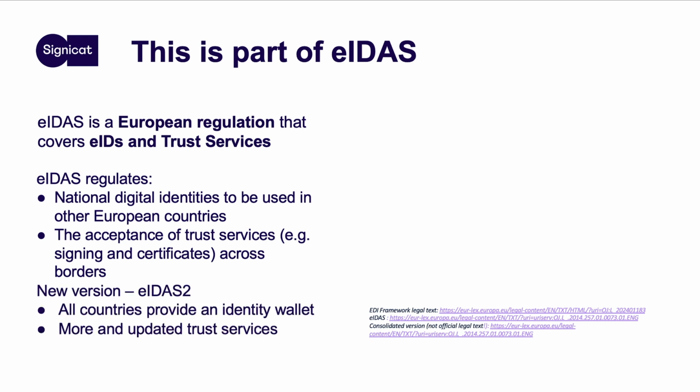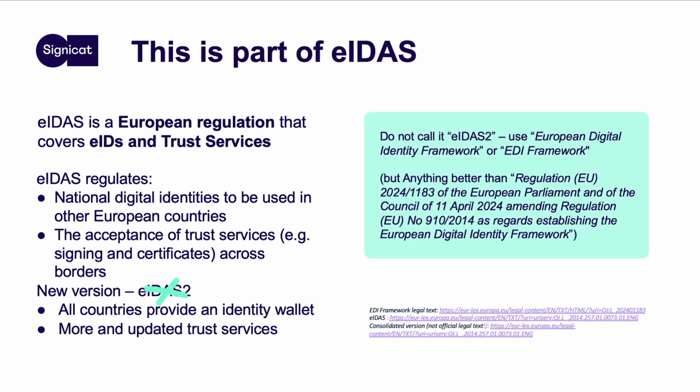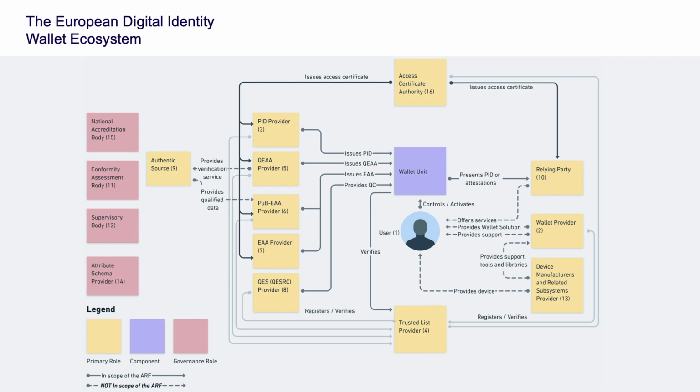And there's a new version that also states that all countries will provide an identity wallet, storing that identity in it, and it contains more and updated trust services. And in the political sphere, please do not call it eIDAS 2. They're very sensitive because it's not a version 2, but use EUDI framework or whatever. But the full title is in there. It's nothing I can remember.